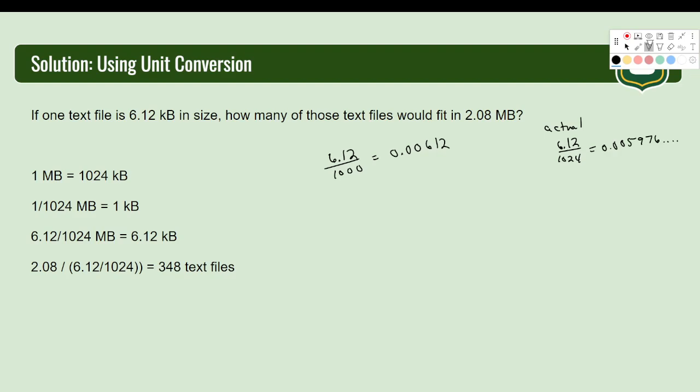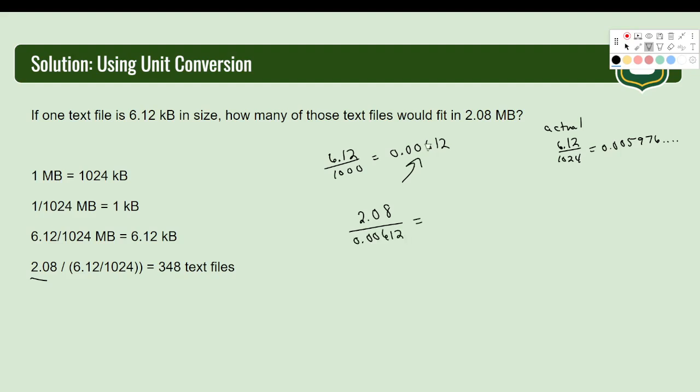Accurately, 1024 is the right number to use, but notice the approximation is pretty close. So when you're doing this by hand, the thousand is a lot easier. So that's how many megabytes we have for the 6.12. Each text file is going to take this many megabytes. Now, we have a total of 2.08 megabytes, and we want to divide that by our approximation here.